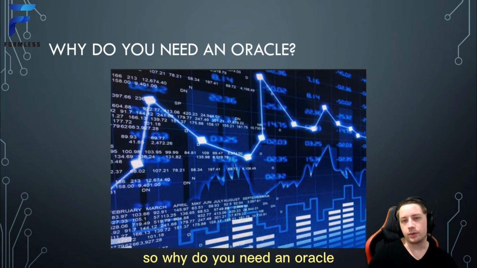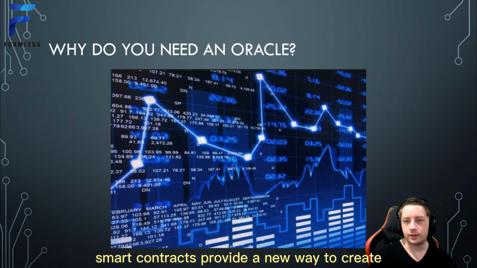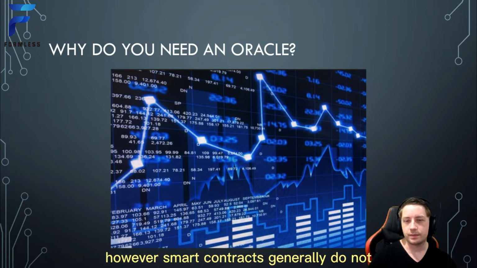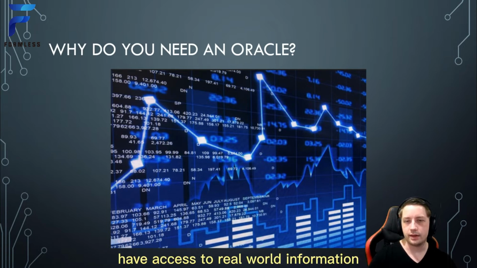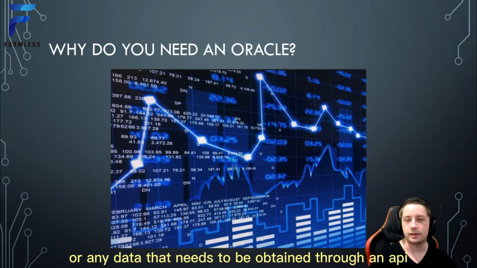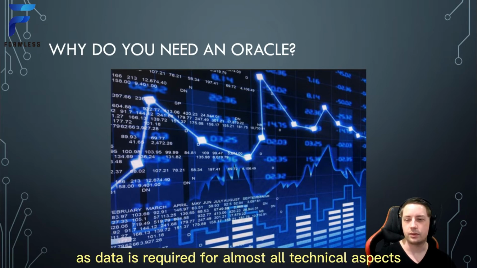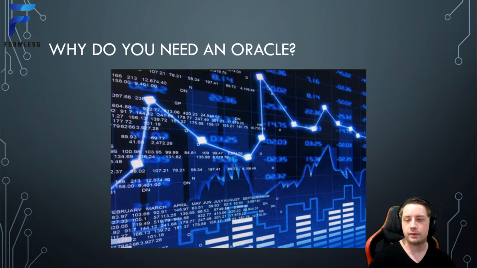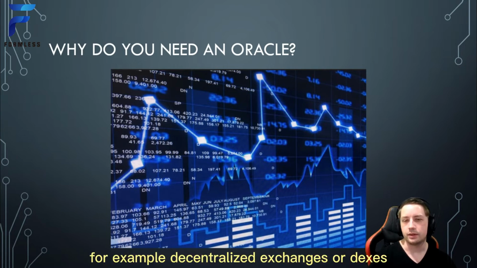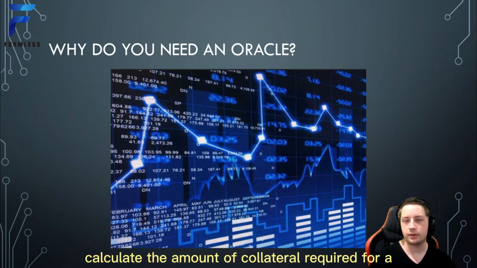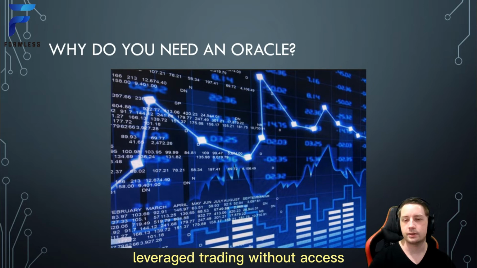So, why do you need an oracle? Smart contracts provide a new way to create new decentralized applications. However, smart contracts generally do not have access to real-world information, such as data on the network or any data that needs to be obtained through an API. This is a major hurdle for large-scale adoption of the entire dApp ecosystem, as data is required for almost all technical aspects. For example, decentralized exchanges, or DEXs, cannot correctly calculate the amount of collateral required for leveraged trading without access to the underlying asset price.